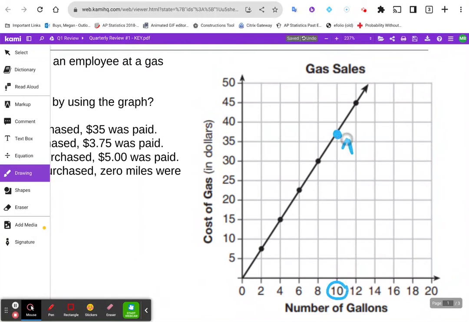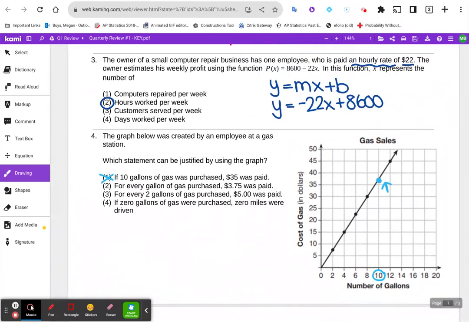Now, it's clear here that that is not $35. That's a little bit above. I'm going to say it's maybe closer to the halfway point, so $37.50. So choice 1 is a no-go for us.